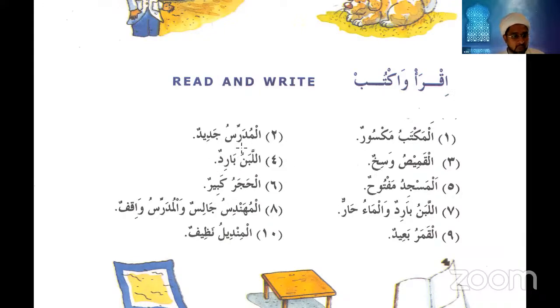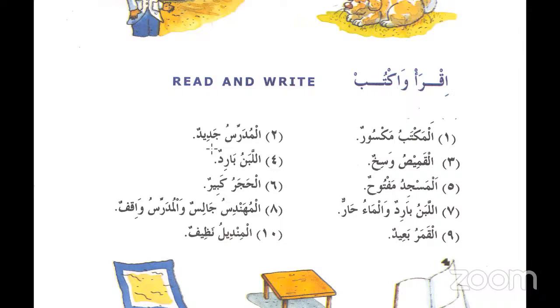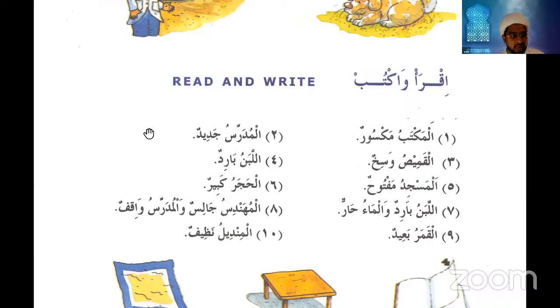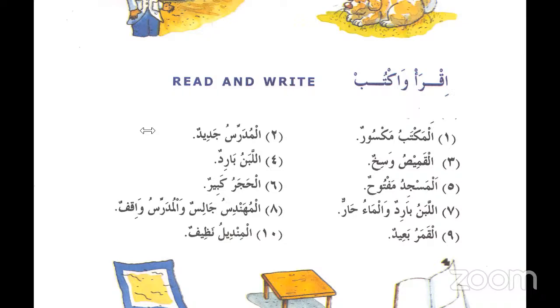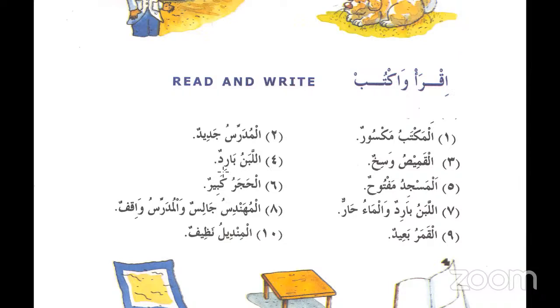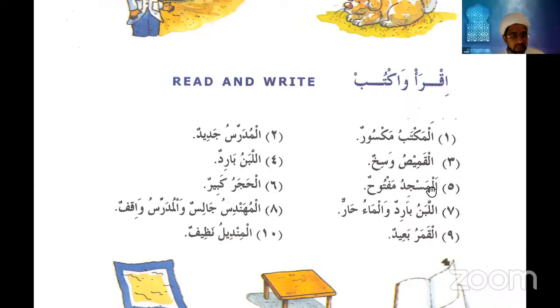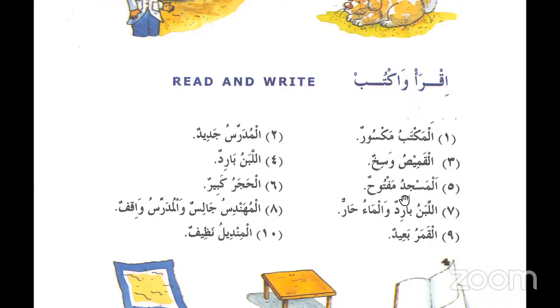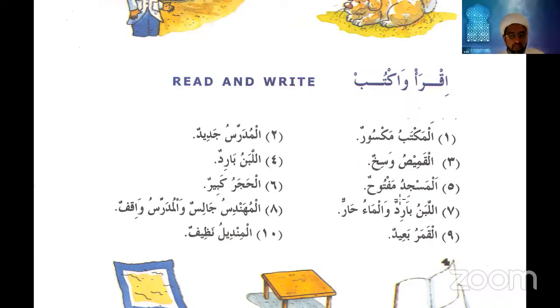Sister Shijna, can you do number 2? Al-Mudarrisu jadidun, the teacher is new. Excellent. Sister Mahdiya, number 3. Al-Qamisu wasikhun. The shirt is dirty. Excellent. Sister Minaz, number 4. Al-Labanu baridun, the milk is cold. Excellent. Sister Fizza, number 5. Al-Masjidu maftuhun.